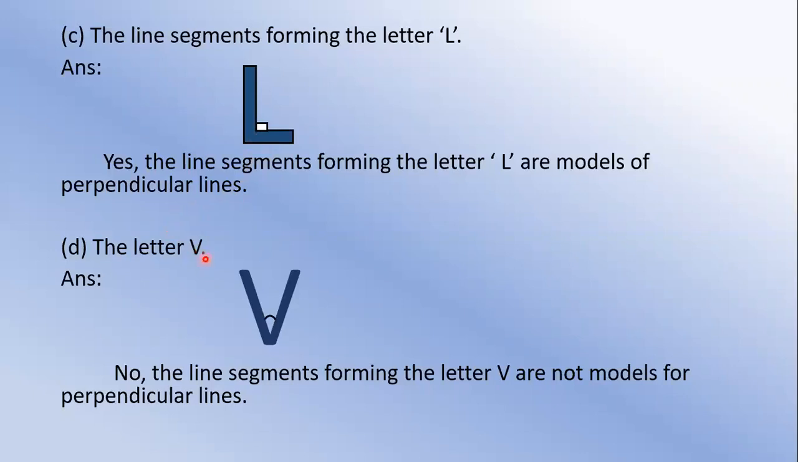Next one, the letter V. Here in letter V also two line segments are there. They are meeting each other, but the angle formed between them is not a 90-degree angle. It is not a right angle. It's only an acute angle. So, it is not the example for perpendicular lines. In perpendicular lines, two lines should meet each other at a right angle. So it is not the example for perpendicular lines.